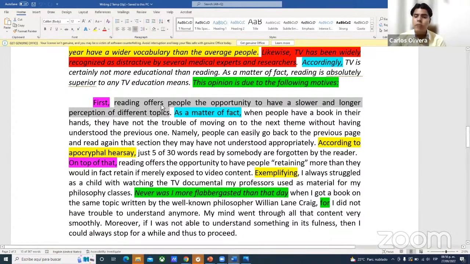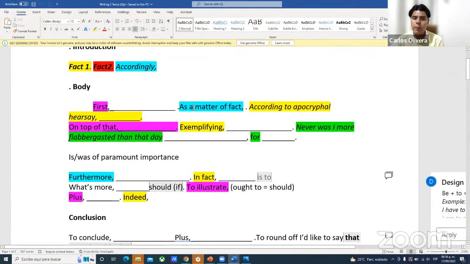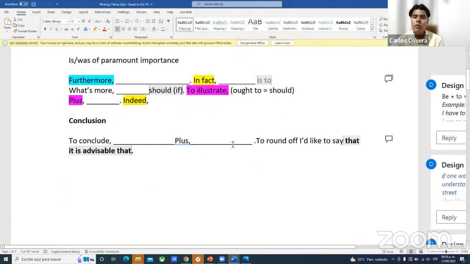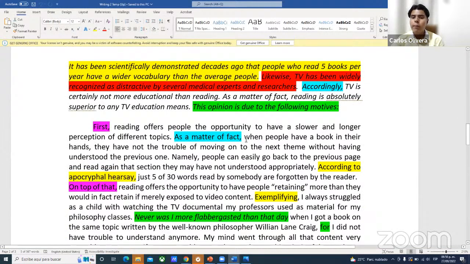Now, after you state your argument, whatever you can think of, you just have to complement it. All these other connectors here, for example, as a matter of fact, are for you to complement your argument. Look at it. As a matter of fact, and here I am going to complement: when people have a book in their hands, they have not the trouble of moving on to the next thing without having understood the previous one. As you can see, I am complementing my argument and just explaining it further. I am expanding on my argument.